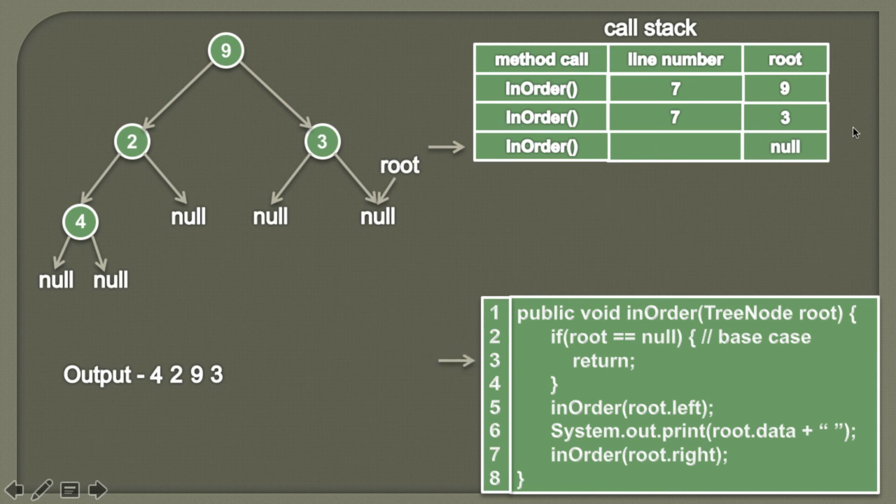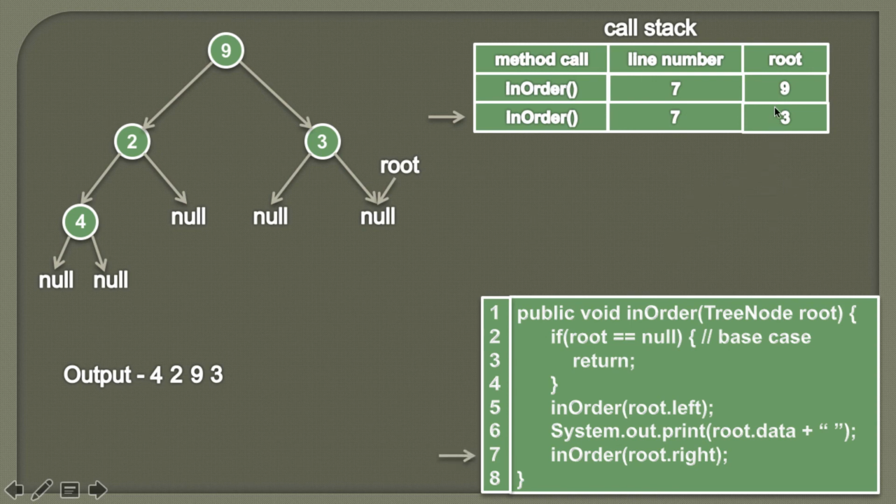And when we return, we know that this method will be removed completely from the call stack. And the point of execution reaches here. So we know that we'll execute this method from line number 7. And we also know that at that moment root was pointing to 3. So now root will point to node 3. And then we'll start executing from line 7. So when we reach line 8, we know that we have completely executed this inOrder method. So this will be removed from the call stack.